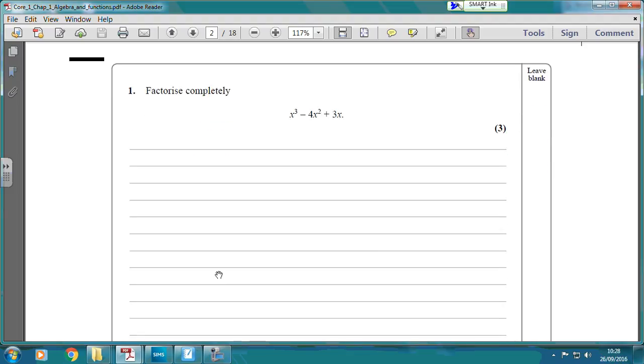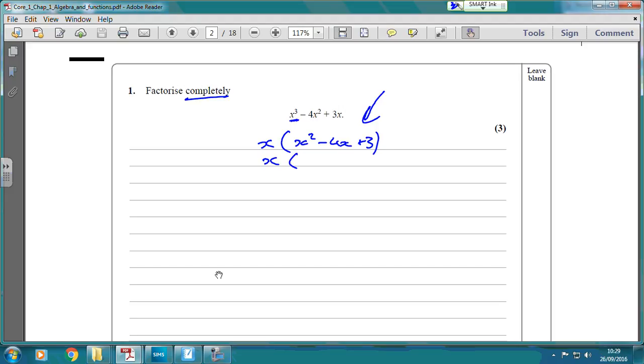Now, in C1, if ever you're asked to factorise a cubic, and by cubic what I mean is something with an x cubed here, the first thing you're going to do is factorise an x outside. So if we factorise an x outside, we're going to get x squared minus 4x plus 3, and lots of people got that. Now once you've done that, you need to be able to factorise a quadratic inside it. That's why it says factorise completely, because you've got to do more than one step.